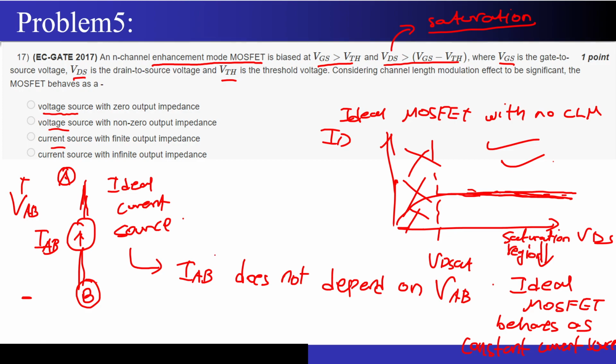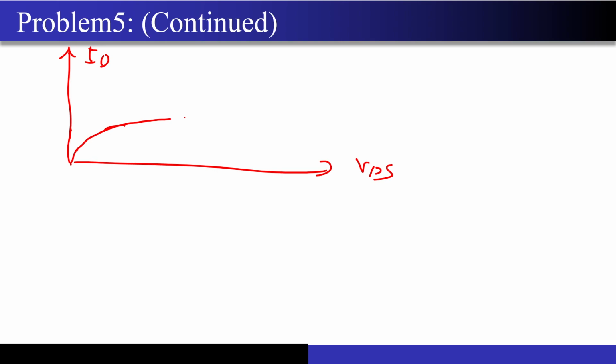Now what happens in the case of channel length modulation, right? So now let me just draw the quick diagram again. ID, this is my VDS, right? So this is what I will be getting, and if there was no channel length modulation, then the curve would have stayed flat, right? Now this is the region that I will call VD sat. Now you can see as I'm increasing the VDS, my current is also changing over here, right?